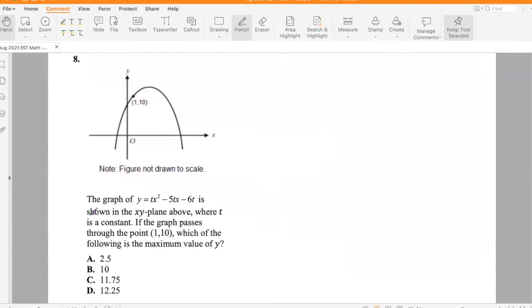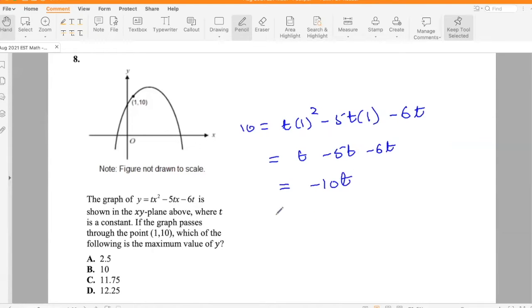The graph of y is equal to tx squared minus 5tx minus 6t is shown here, where t is a constant. If the graph passes through the point 1, 10, which of the following is the maximum value of y? Okay, so let's first find t. So 10 is equal to t times 1 squared minus 5t times 1 minus 6t. So that becomes t minus 5t minus 6t. So that's minus 10t. So t becomes negative 1, right?